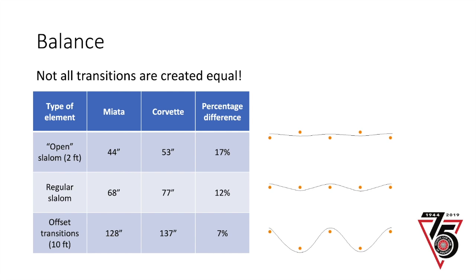Conversely, looking at the bottom row, when we have transitions that are offset in the harder direction by 10 feet, the difference in lateral movement now is only 7%. The point of this is that not all transitions are created equal. We can use different types of transitions to alter the balance of a course by different amounts.